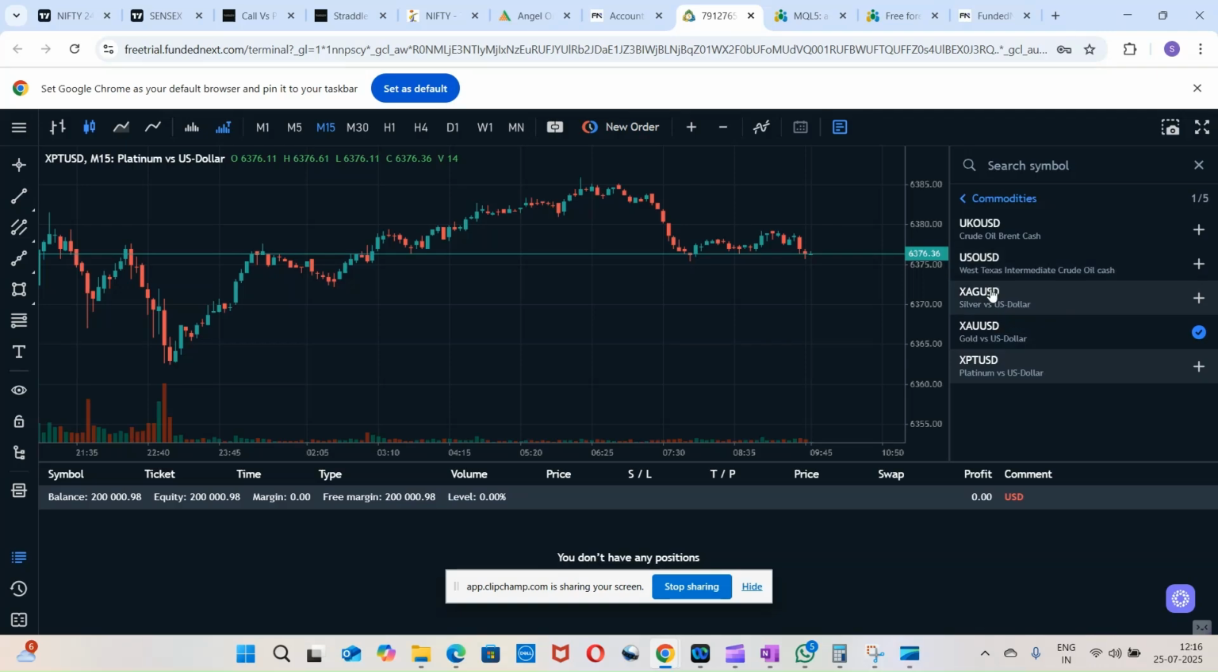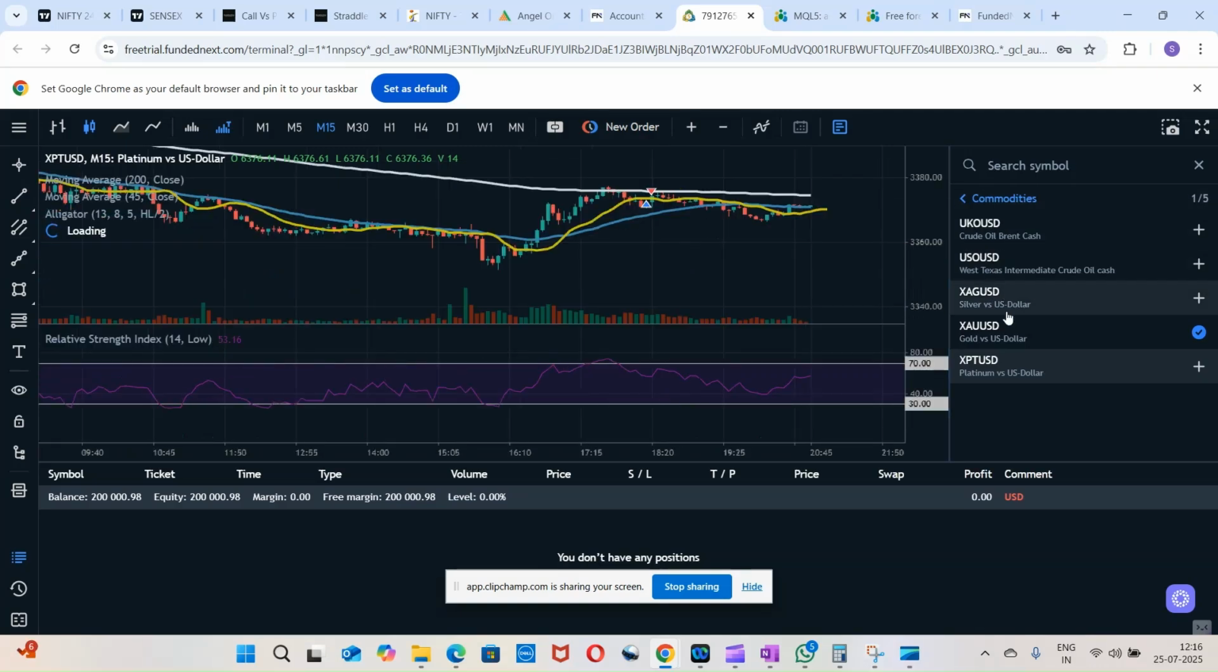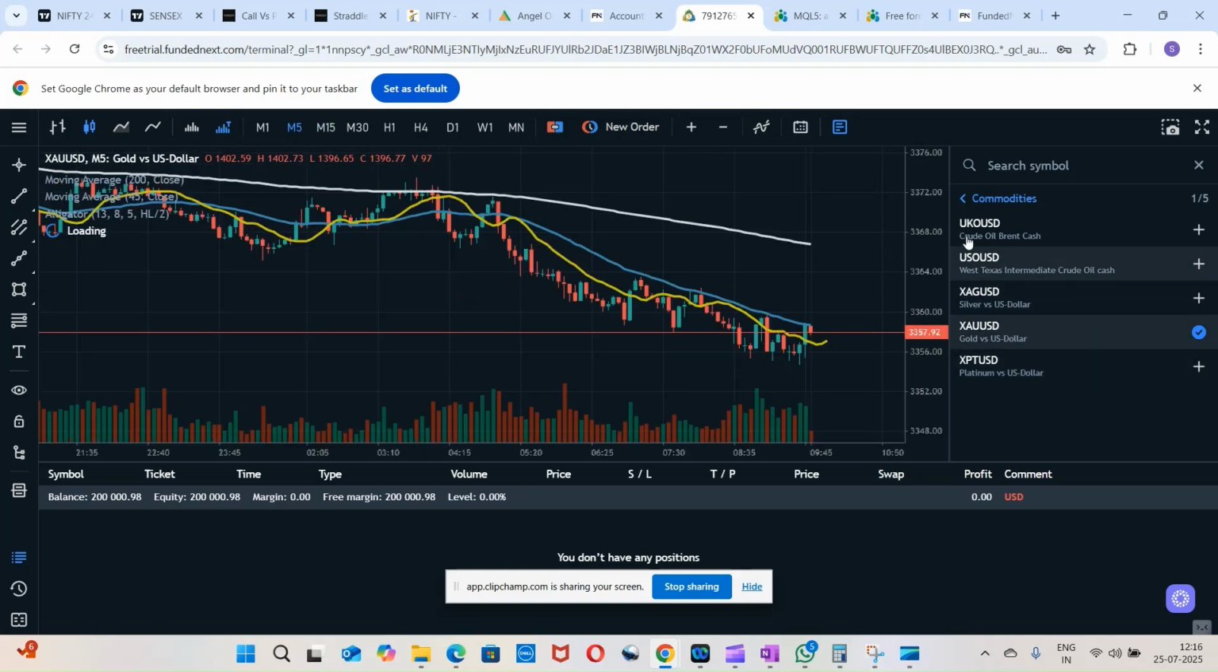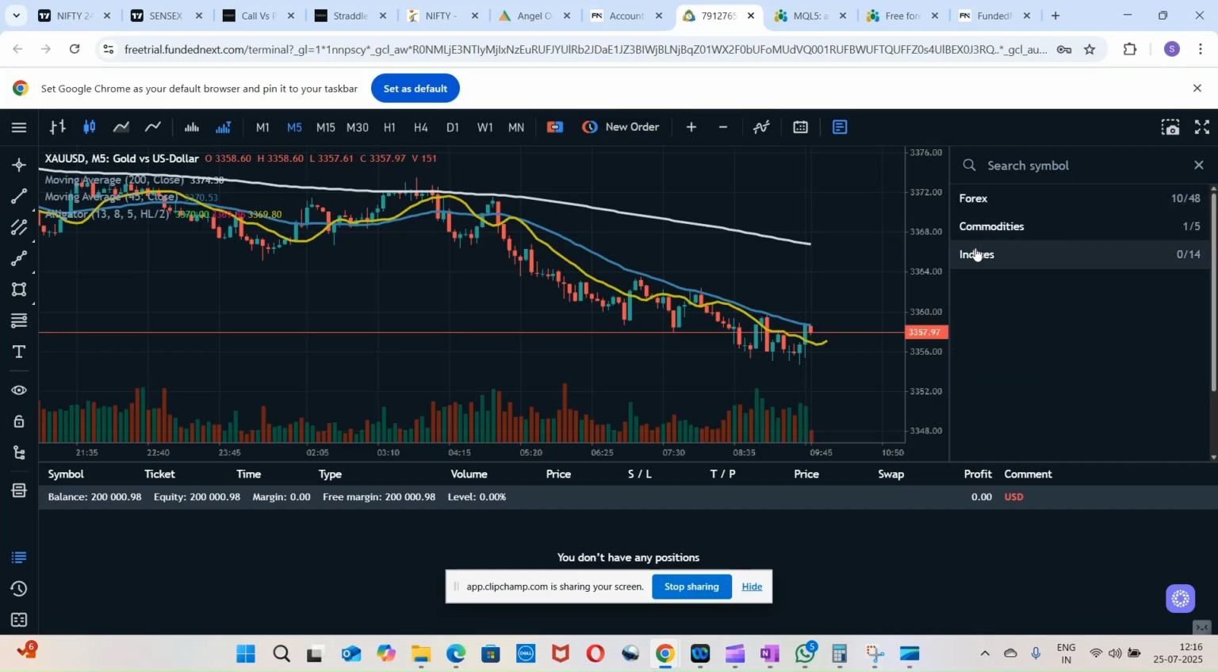XAG USD, XPT USD. Oil also you can trade if you are good at it. Crude oil also you can trade. Mostly people trade this XAU USD and XAG USD. That's what they'll trade. Yesterday I traded XAU USD. So this will give you knowledge about international markets rather than Indian markets.